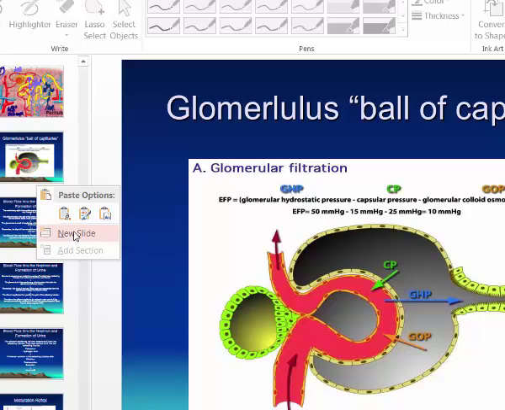I went over the BUN and creatinine. Yes? I don't have to go over that.